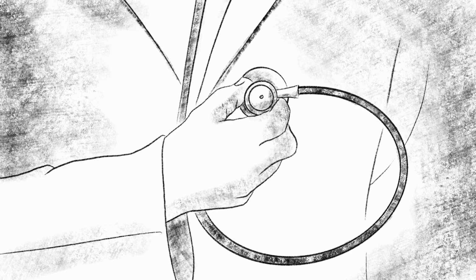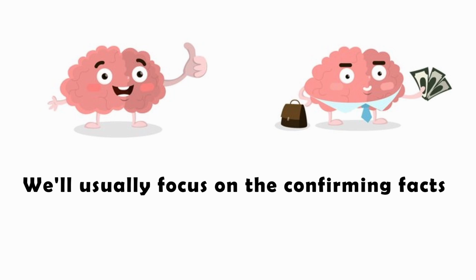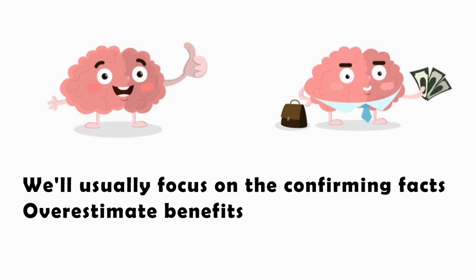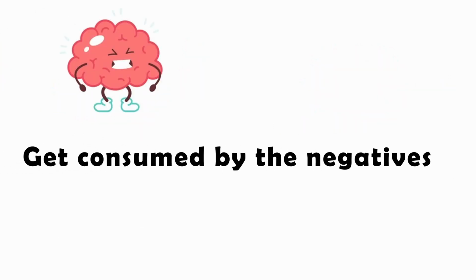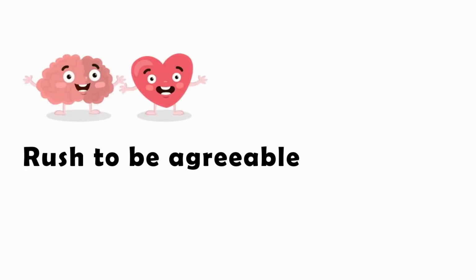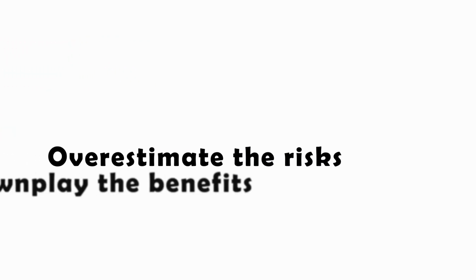Step 1. Assess your own emotional reaction to the situation. Let's step back and examine how we feel about this situation. We know that if we feel excited or greedy, we'll usually focus on the confirming facts, overestimate benefits, and overlook the drawbacks. If we feel angry, we often get consumed by the negatives. If we feel sympathetic, we often rush to be agreeable and offer words of support without considering all facts. If we feel fearful, we usually overestimate the risks and downplay the benefits.